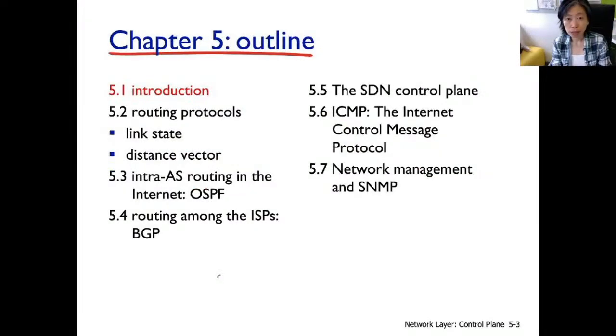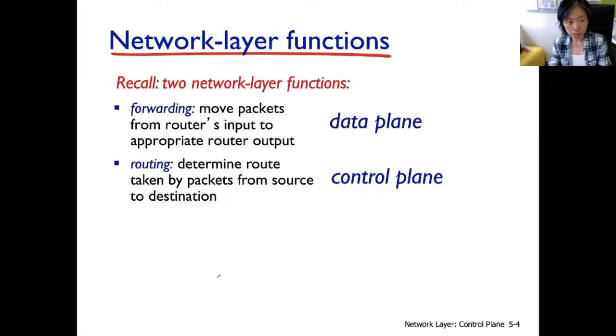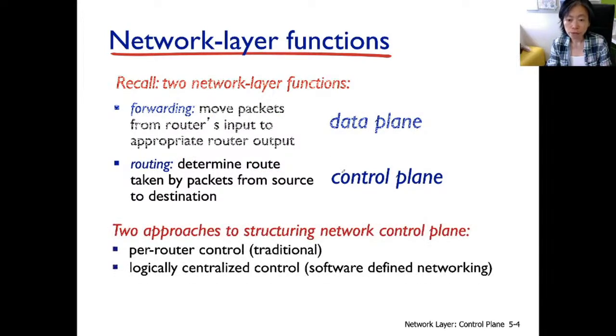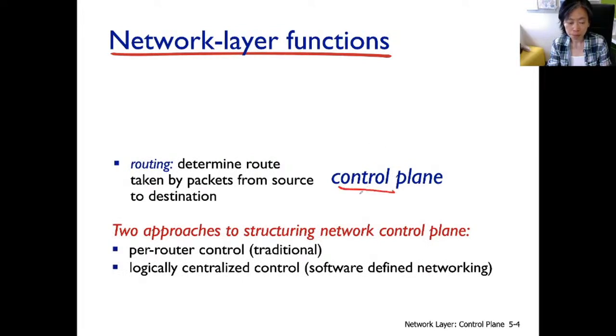Let's go real fast through 5.1, the introduction. Again, in the network layer, we run two major functions, forwarding and routing. Forwarding is about moving packets real fast from one router to another. Routing, however, is for each router to generate this forwarding table or flow table, or to determine the routes for the packets to move from one router to another. So, in Chapter 5, we focus on the control plane here.